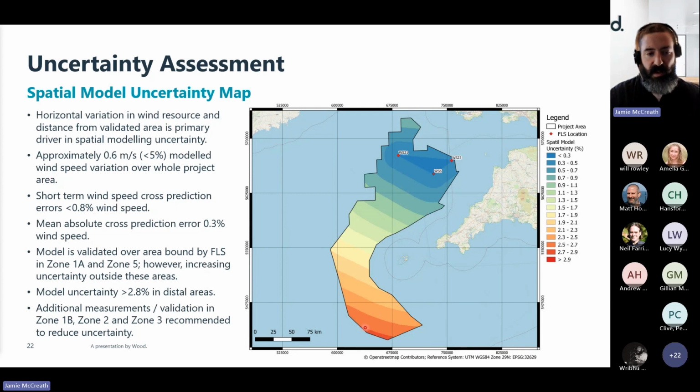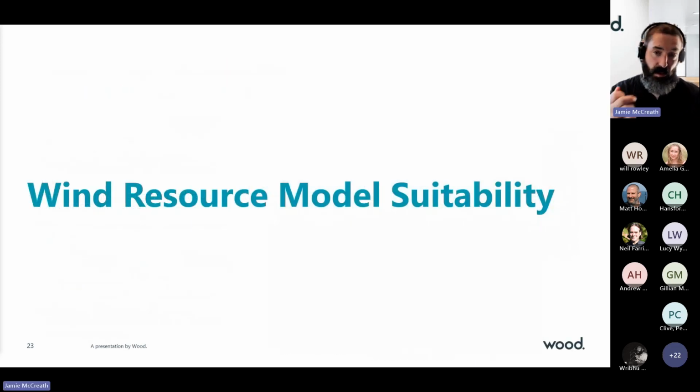But as you move further south, there's going to be lower certainty, and it means you're going to have a higher uncertainty in your wind resource assessment and in your energy yield assessment. So the suitability of that to underpin a bank grade assessment is going to be slightly reduced. So effectively what we're going to summarize here is how suitable the model is to underpin a bank grade assessment.